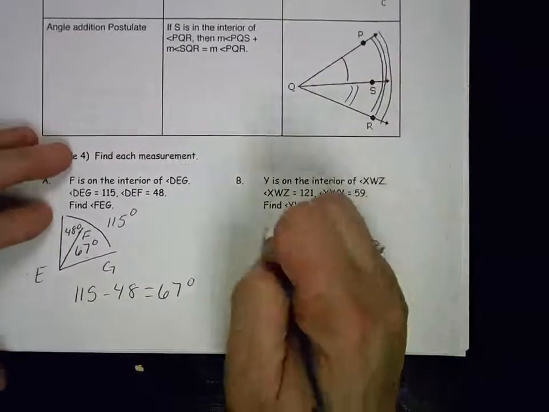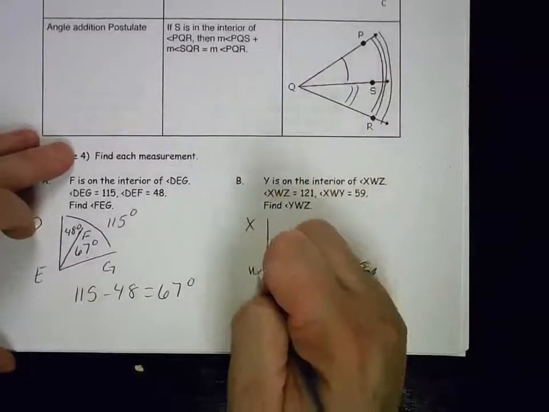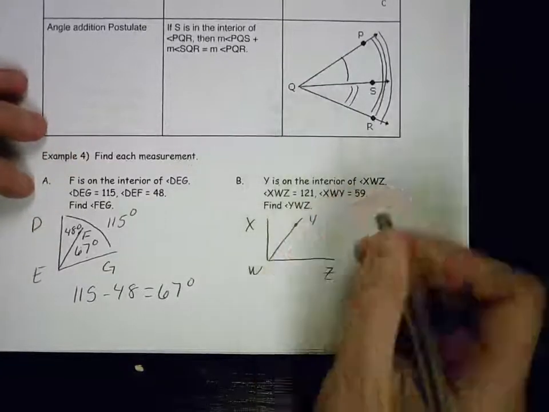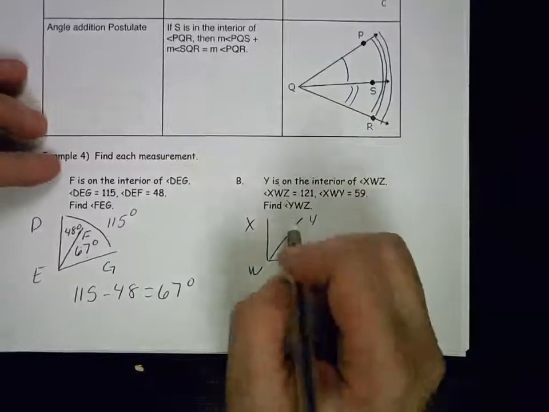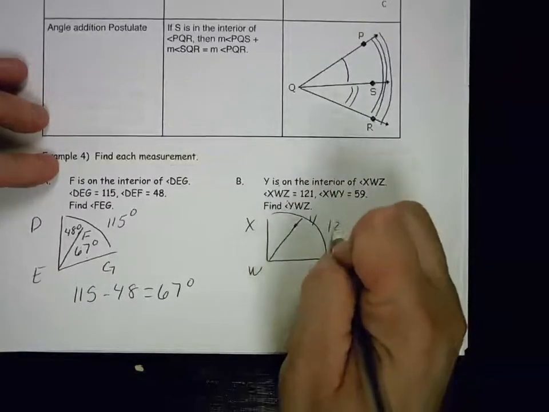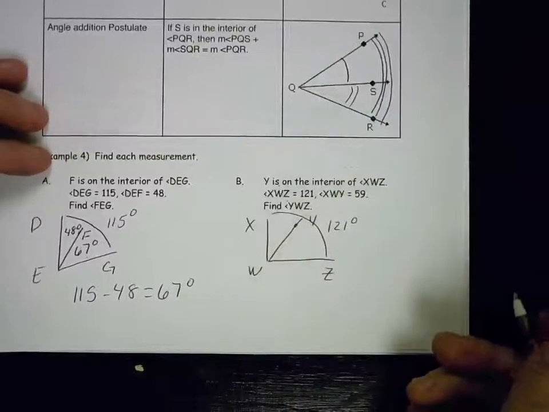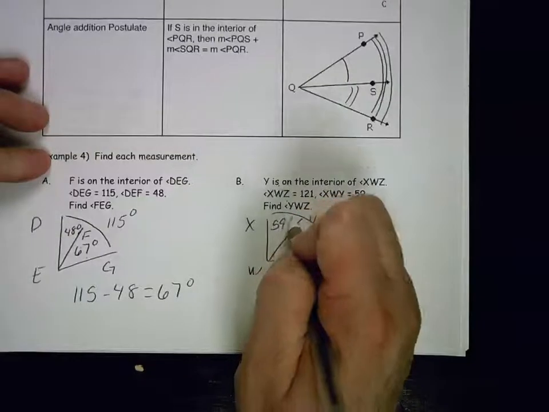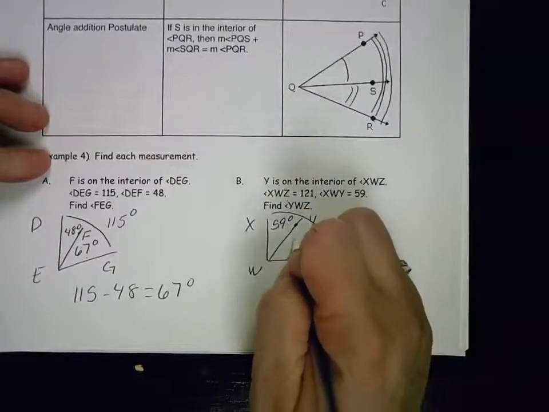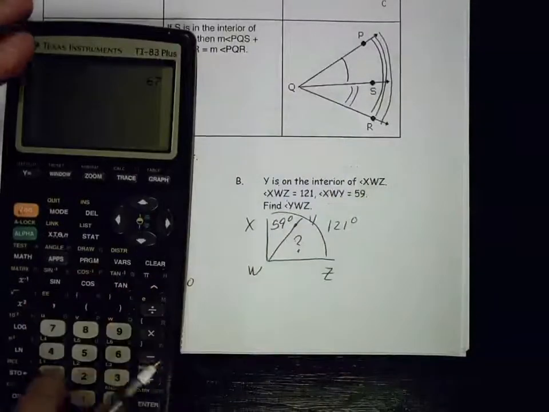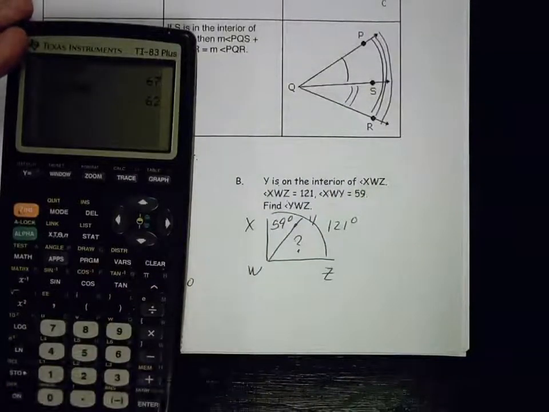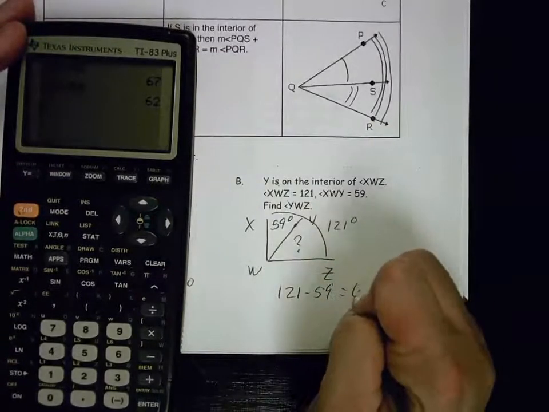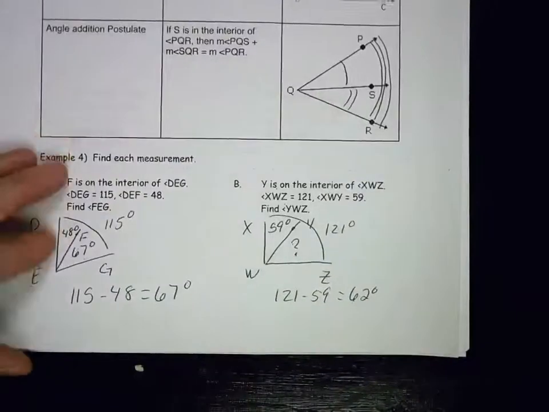Letter B, Y is on the interior of XWZ, and Y is on the interior here. XWZ, so this whole big angle, is 121 degrees. I did not draw mine to scale. XWY is 59 degrees, and we are asked to find this piece right here. So we can do 121 minus 59, and that angle is 62 degrees.